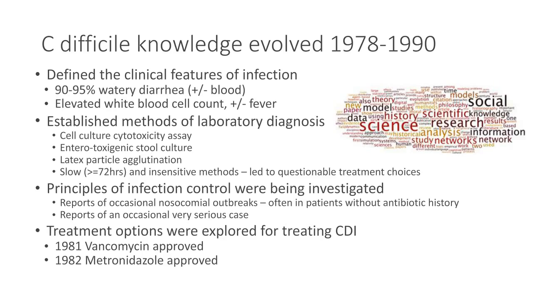The other thing that happened from 78 to 1990 is we established some methods of laboratory diagnosis. I actually worked in a laboratory during this time and did the cell culture cytotoxicity assays. We also tried our hand at enterotoxigenic stool cultures. There was a latex particle agglutination test that was also somewhat popular. But the problem with these laboratory methods is they were slow, sometimes taking up to 72 hours, maybe even longer, and they were somewhat insensitive methods. So the problem was physicians were not very happy with us during this time because we were slow in producing results for them, and this could have possibly led to some questionable treatment choices, particularly while they were waiting for us to come back with laboratory diagnosis.